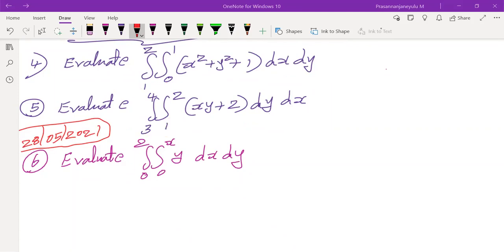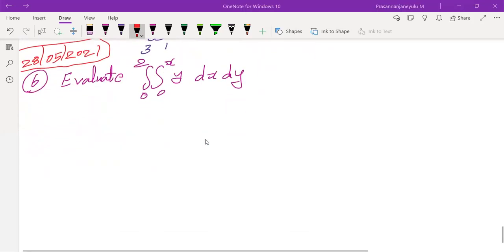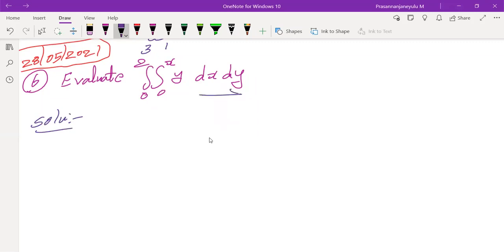Okay, now if we observe the sixth problem, how does it look? Now I'm showing only the sixth problem. Now on the interior integration, what are the limits? 0 to x. On the exterior integration, what are the limits? 0 to 2. Now, if we observe till now, whenever constant limits are there on the double integration, then only we have to follow this way.